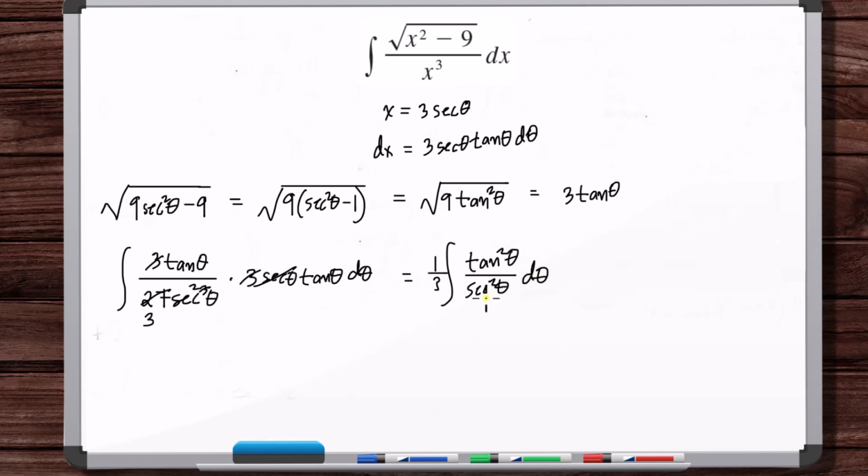So I see this secant squared theta in the denominator, and I know we can turn this tangent squared theta into, I think it's secant squared theta minus 1. But with a single term in the denominator, we could separate this into separate integrals. So let's go ahead and do that.